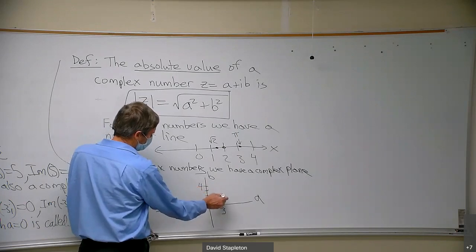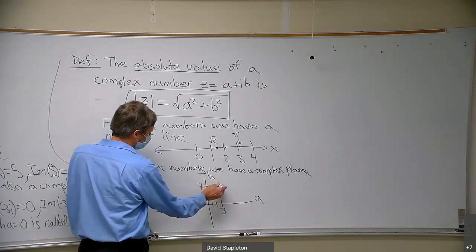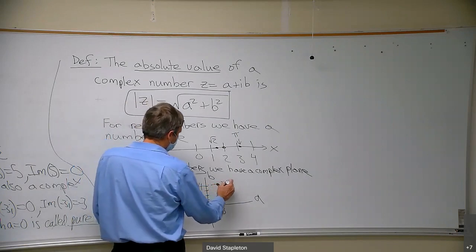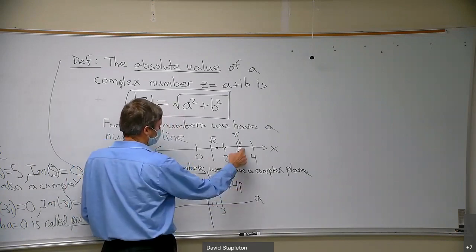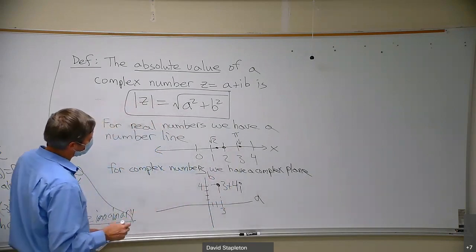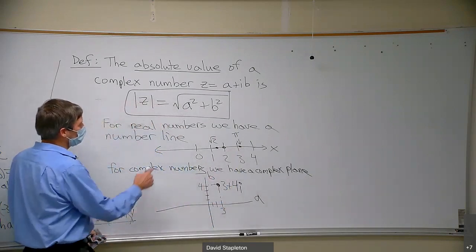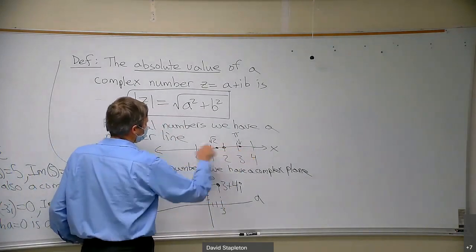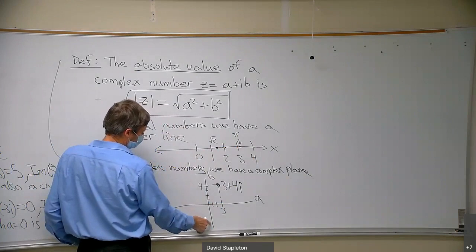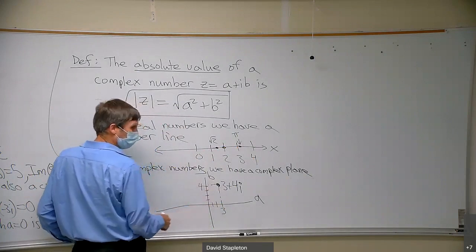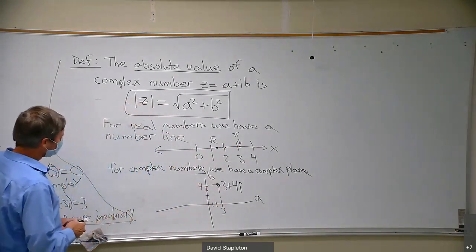And you say that the point where the 2 perpendiculars meet is identified with the complex number 3 plus 4i, just like a point on the number line is identified with a real number. So just like there's a one-to-one correspondence between real numbers, decimal numbers, and points on the line, there's a one-to-one correspondence between complex numbers and points in the plane.